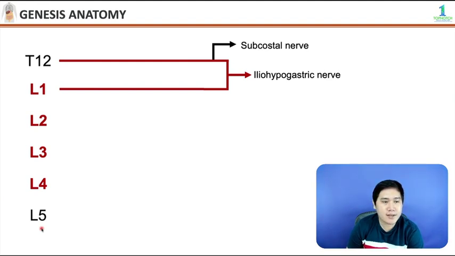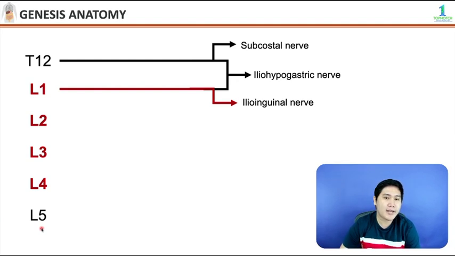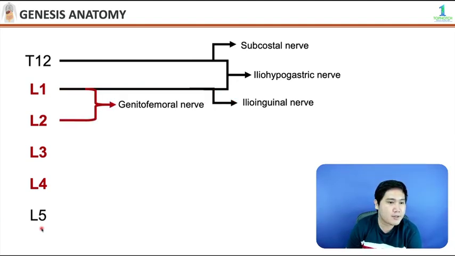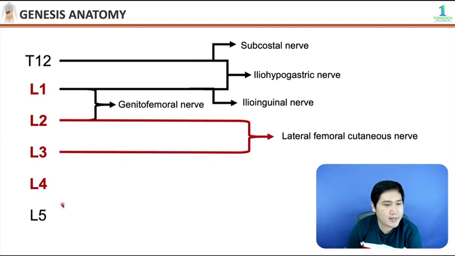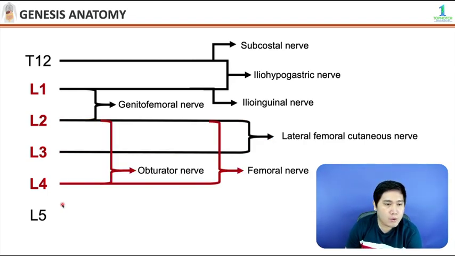iliohypogastric nerve. Okay, T12 to L1 will form the iliohypogastric nerve, while your L1 will become your ilioinguinal nerve. Okay, L1 is ilioinguinal nerve. Your L1, L2 will form the genitofemoral nerve. Okay, L1 to L2, genitofemoral nerve. Okay, your L2 to L3, okay, will form the lateral femoral cutaneous nerve. While your L2 to L4 will be obturator and femoral nerve.